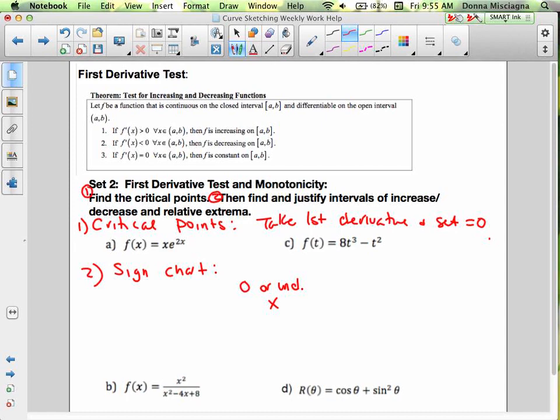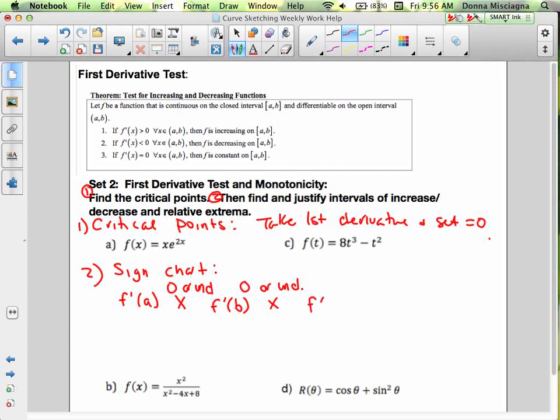Maybe you've got several. Let's say there's 2. Looks like most of these will have 2. Then you evaluate in between those and determine the sign. It doesn't really matter what the value is, it just matters what the sign is. You evaluate it in the derivative. You'll pick a value less than your smallest critical point, then a value in between the critical points. It doesn't matter what value, just pick the one you like the best.